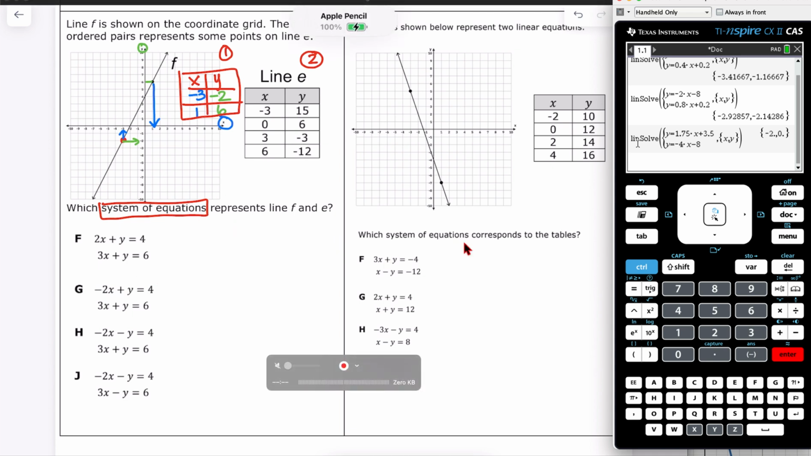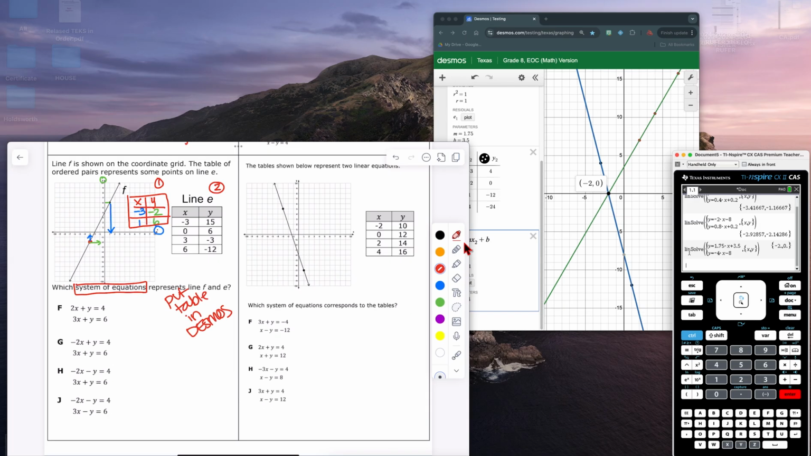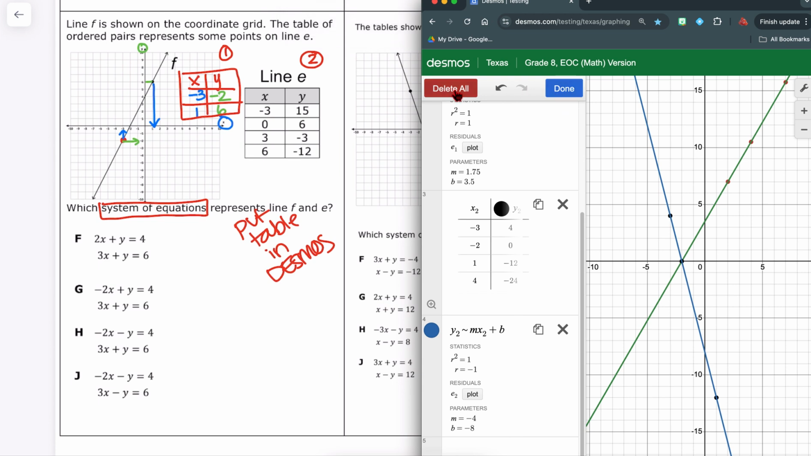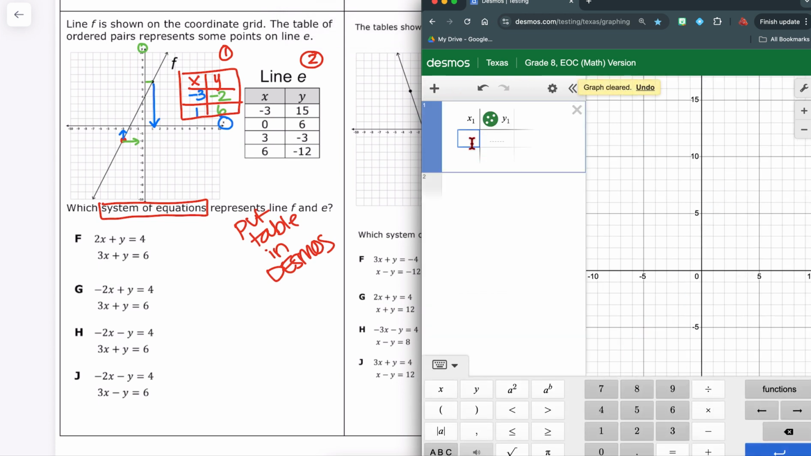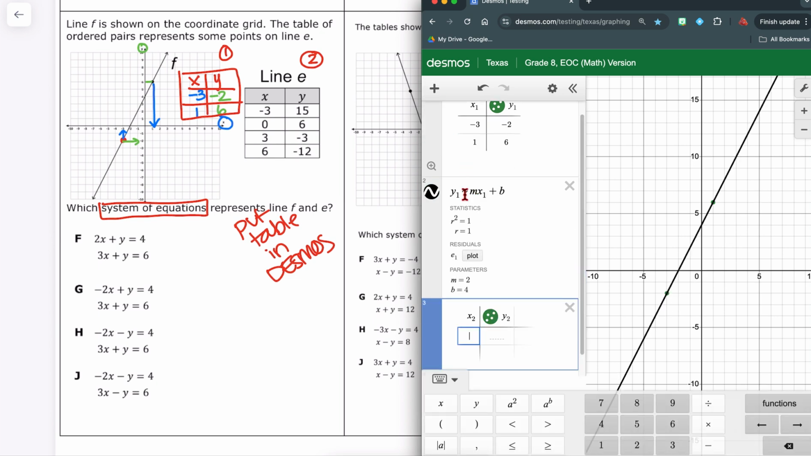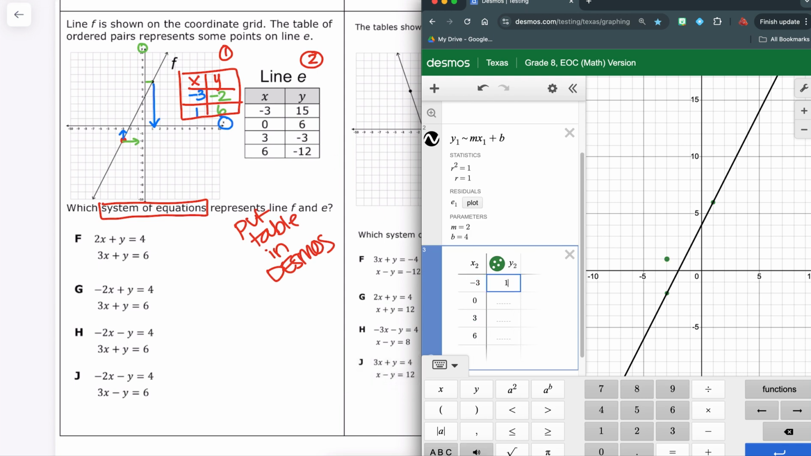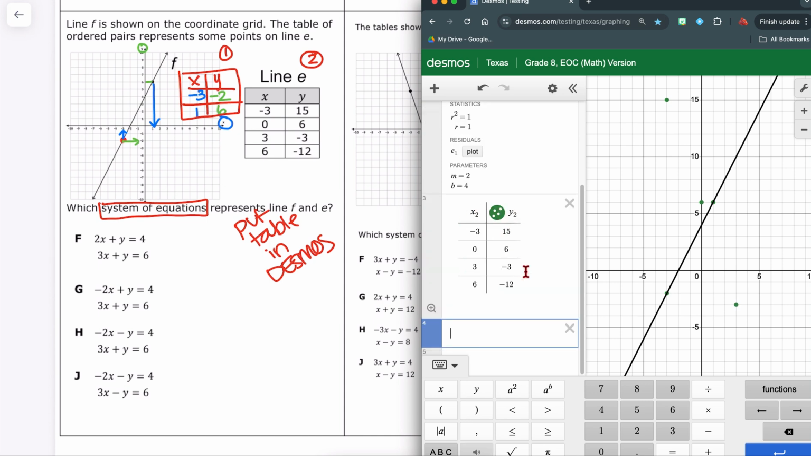Okay, so I'm going to take these tables and put them in Desmos. We're going to go to Desmos. We're going to delete everything. So for each question, you need to delete all. Plus table, negative 3, negative 2, 1, 6. Now see, it's x1, y1, y1 squiggly line, mx1 plus b. Now I'm going to add table, and I'm going to do the next table. Negative 3, 0, 3, 6, 15, 6, negative 3, negative 12. And see how it's x2, y2? We're going to do y2 squiggly line, mx2 plus b.